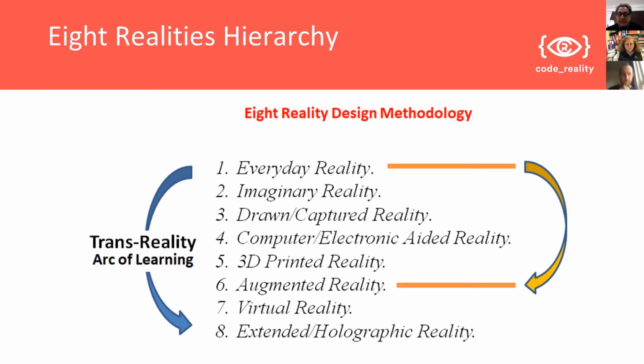In the case of architecture, for example, someone might start with everyday reality and then take ideas ultimately through computers and output into 3D printed reality or augmented reality, like a building, for example. So that's an example of a possible route through the 8 reality design methodology. There are lots of ways through it, but typically they start at the beginning at the everyday reality level, and they end up as an output form, typically of 3D printed, augmented, virtual, or extended reality.